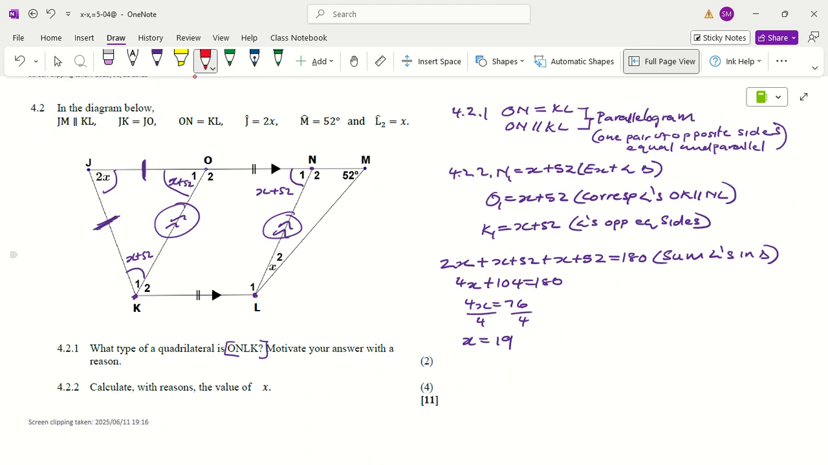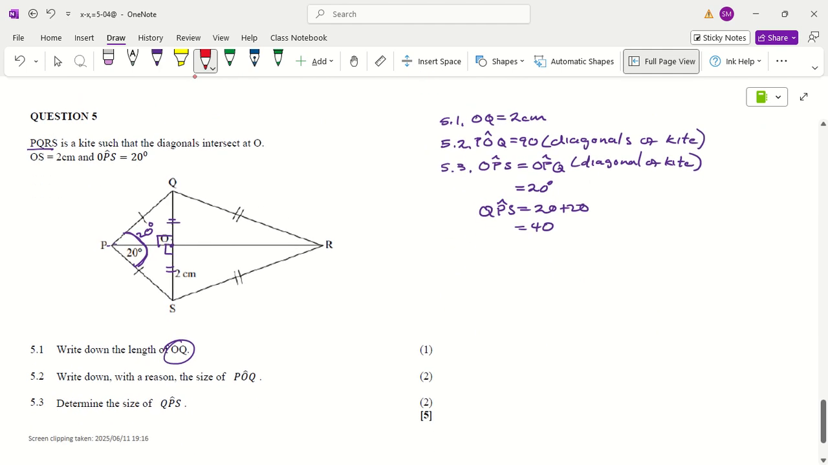Then for 4.2, you get a mark for the type of quadrilateral and the reason, that is 2 marks. And then 4.2.2, you get a mark for the exterior angle, a mark for 90, sum of angles, and then a mark for the answer, which is 4 marks.